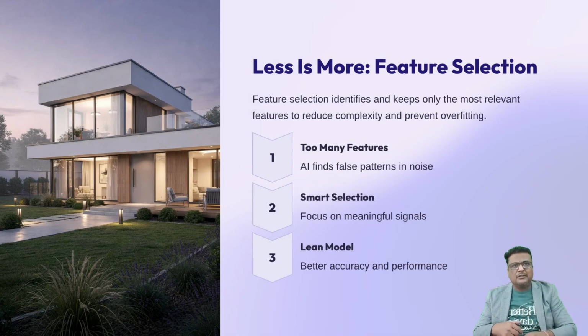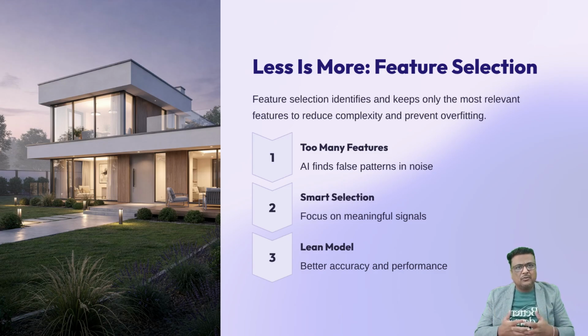Now, watch how this connects. The official study guide warns us that more features aren't always better. In fact, feature selection is the process of identifying and keeping only the most relevant features to reduce model complexity and prevent overfitting. This is where you, as the project manager, have to be the editor. If you give an AI 500 different features, it might start getting distracted by coincidences. It's like trying to find a friend in a crowded stadium. Too many faces make it harder to find the one you're looking for.